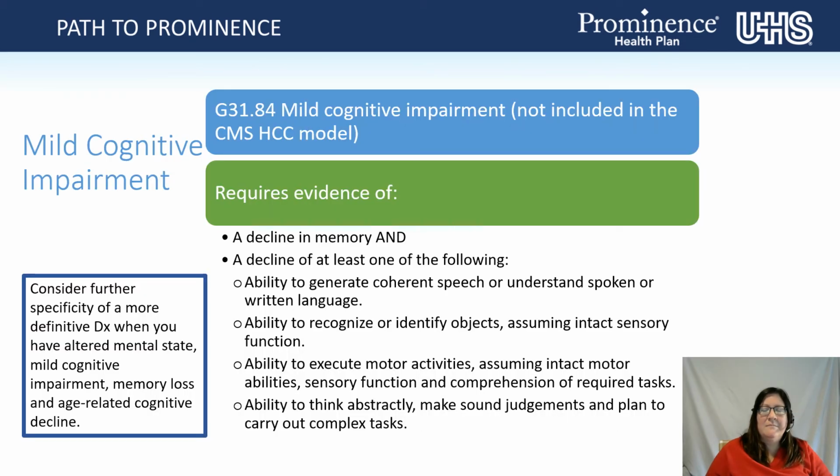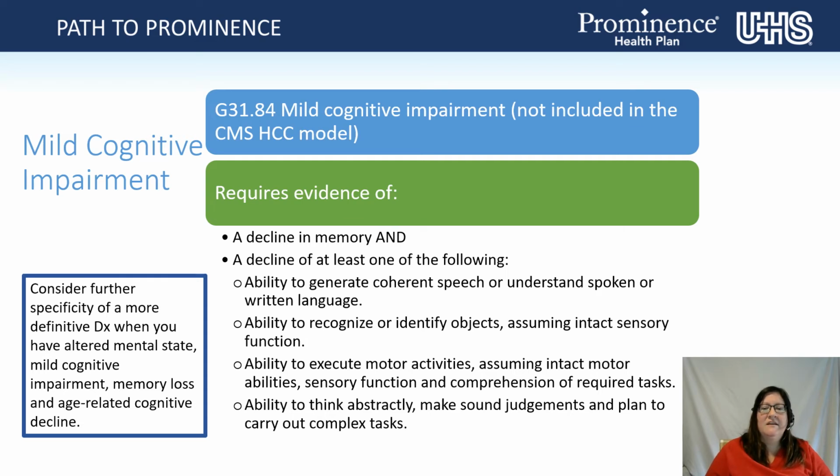Regarding the fact that dementia is very underdiagnosed, we've taken a look at mild cognitive impairment. G31.84 exists on a large number of our Medicare patients across the nation. G31.84 is a code for mild cognitive impairment, which is not included in the CMS HCC model. In order to have a diagnosis of mild cognitive impairment, there is a requirement for evidence of a decline in memory and at least one of the following.